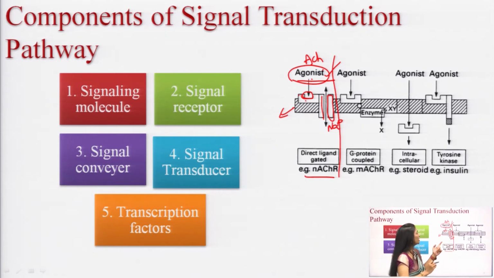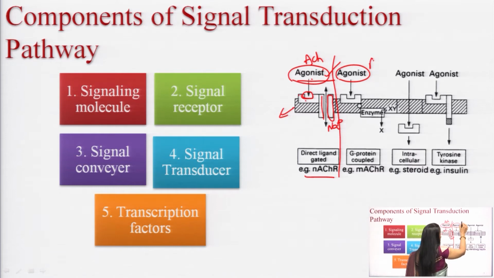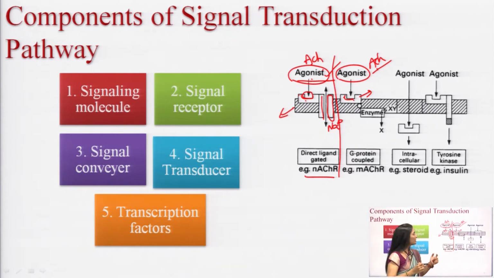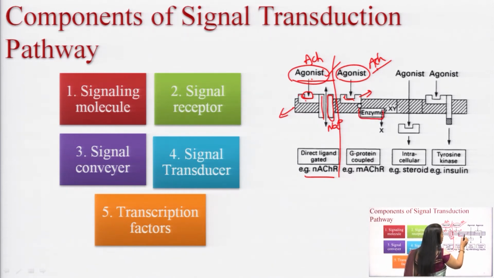The second one is again an agonist drug. Imagine the same drug is acetylcholine or adrenaline, whatever it may be. When it binds to its receptor, the signal molecule binds to the signal receptor, and somewhere in that membrane there is a signal conveyor. Here the signal conveyor is an enzyme. Once the drug binds to its receptor, the enzyme gets activated and causes cellular changes. The example is the muscarinic acetylcholine receptor, because when acetylcholine binds to the muscarinic receptor, it acts on a GPCR.